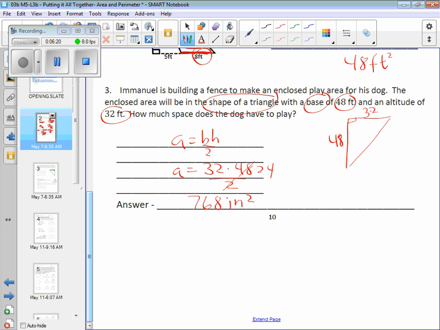Is it supposed to be feet squared because it's feet? You're right. It's feet squared. Thank you. No, you got it wrong.